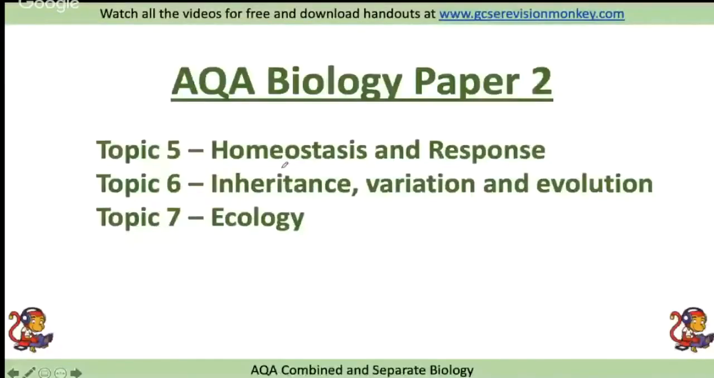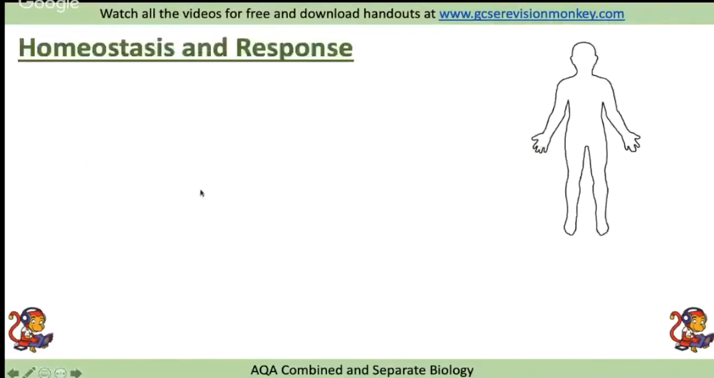In paper 2, you need to remind yourselves of the topics of homeostasis, which is topic 5, inheritance, variation and evolution, which is topic 6, and ecology, which is topic 7. So let's look at the main parts of all those 3. So homeostasis and response, first of all.